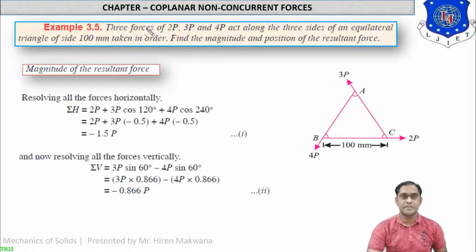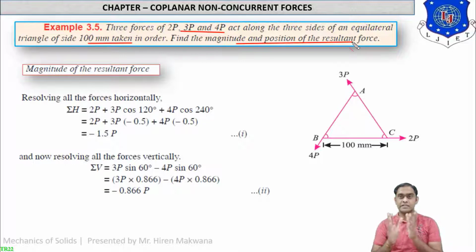Let us see the data first. Three forces 2p, 3p and 4p act along the three sides of an equilateral triangle of side 100 mm, taken in order. Find the magnitude and position of the resultant force. This means we have to find the resultant force, magnitude and position. Magnitude means value, and position means, in this figure, from which direction the resultant will be passing. That is known as the position of the resultant, which we have to find.